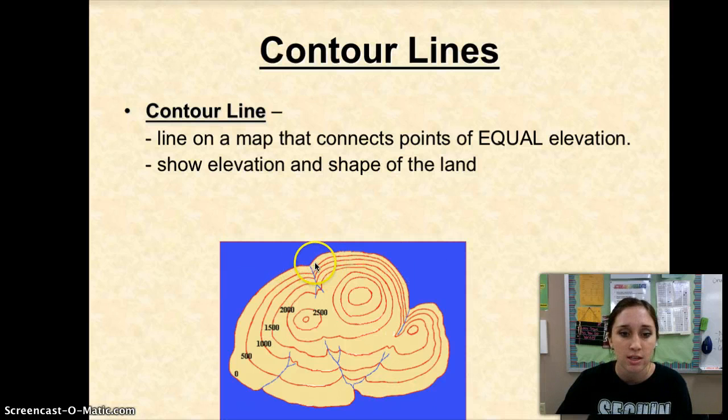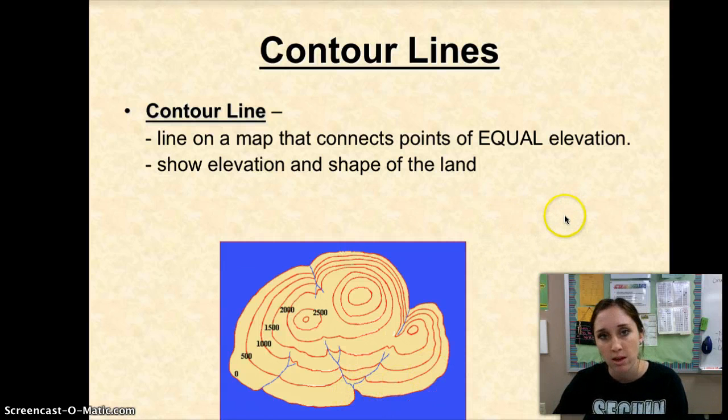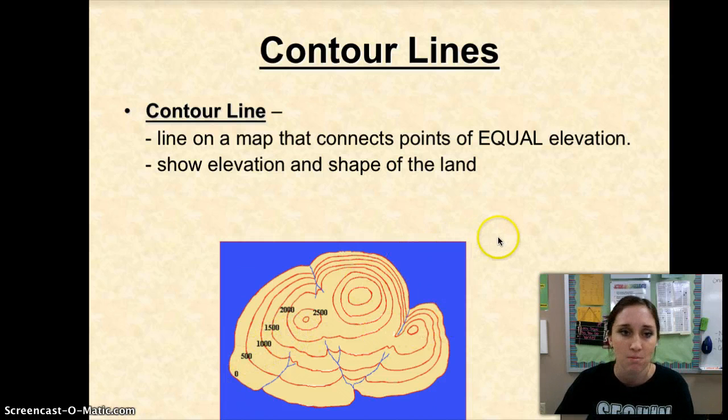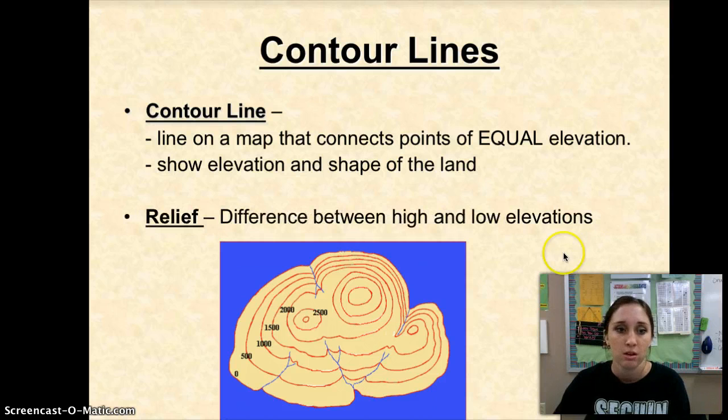Everything is a clue as to what the shape of the land looks like. Right here, do you see the dip? There's another dip right here. That V shape means that there is a river coming out there. If the lines are close together, that also means something: it means that the mountain is really steep. Further apart means that it is not as steep. So it gives you clues as to what the hill or mountain looks like.